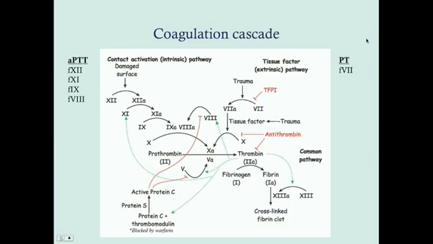Now on the other hand, when you're measuring your PT, you're measuring the extrinsic pathway, and that's initiated by trauma, but this only involves factor 7. So you can have problems with factor 9, 11, or 12, or factor 8, but that's not going to affect the PT. It's only going to affect the PTT. And likewise, if you have a problem with factor 7, it's going to affect the PT, but it's not going to affect the PTT.